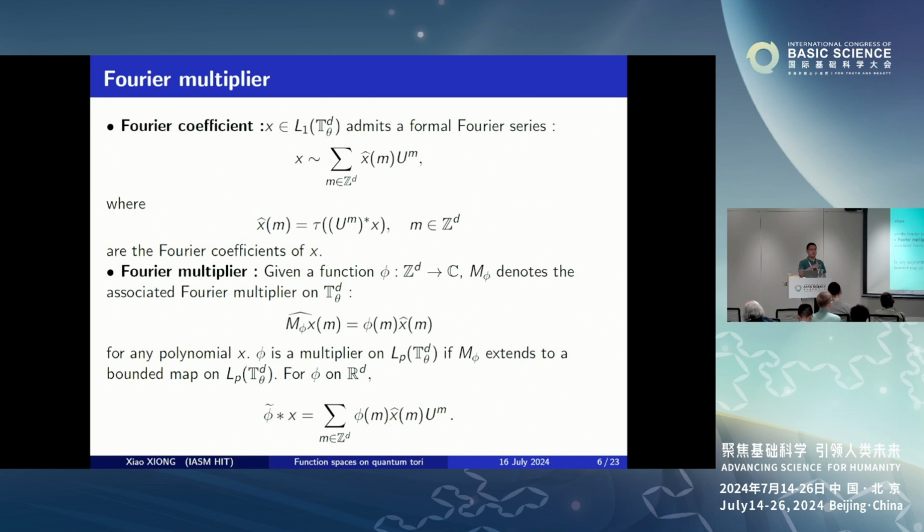A Fourier multiplier is that you take the Fourier transform, and then you get to the Z^d side, and then you multiply with a function, and then you do the Fourier transform back. So at least formally we can define it like this. And also, if we have a function on Euclidean space, we can do the convolution. But still, we can understand it as a Fourier multiplier.